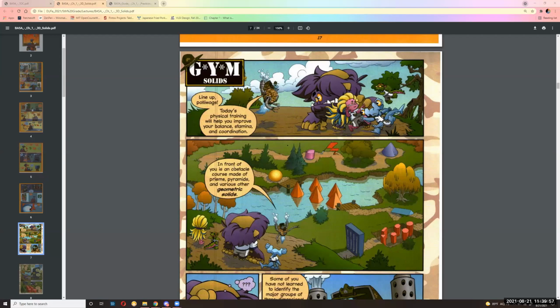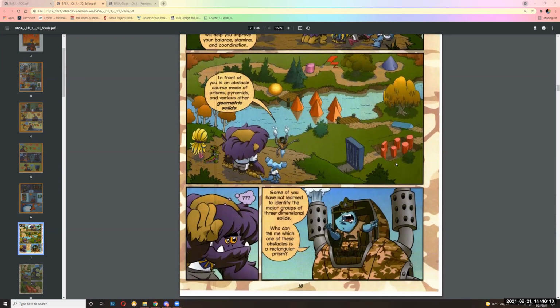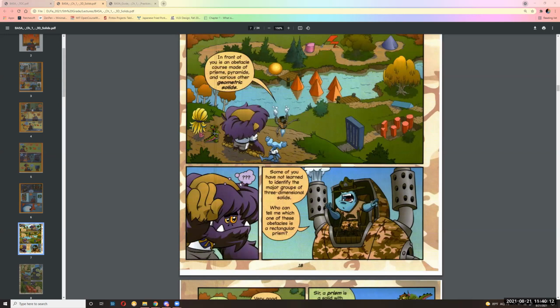In front of you is an obstacle course made of prisms, pyramids, and various other geometric shapes. Solids. Some of you have not learned to identify the major groups of three-dimensional shapes. Who can tell me which one of these obstacles is a rectangular prism?